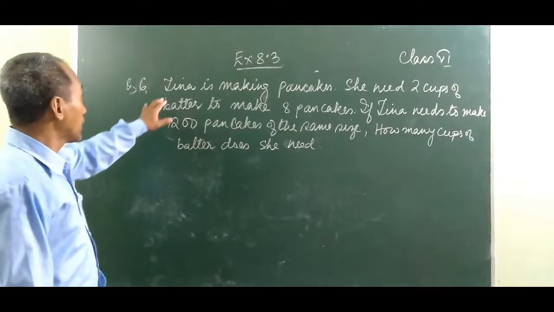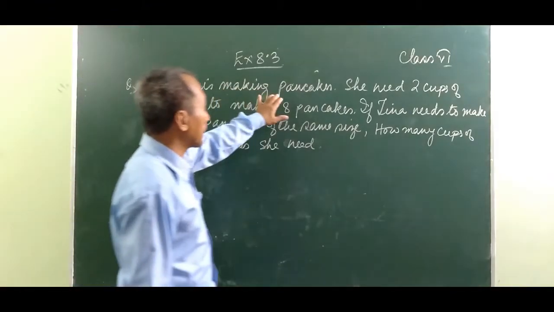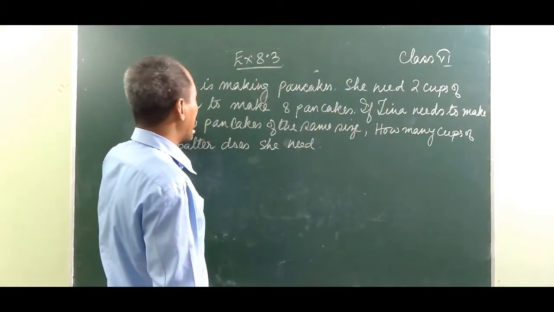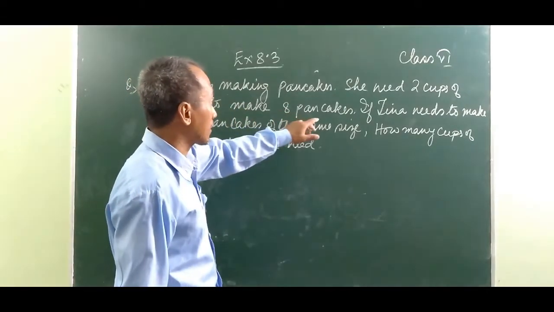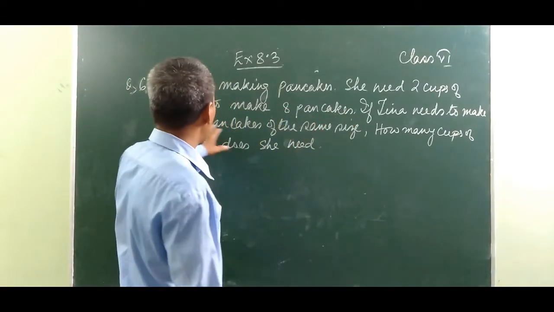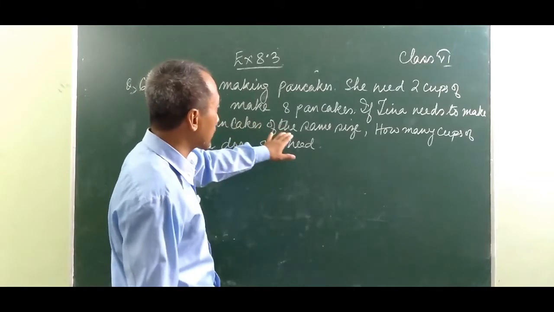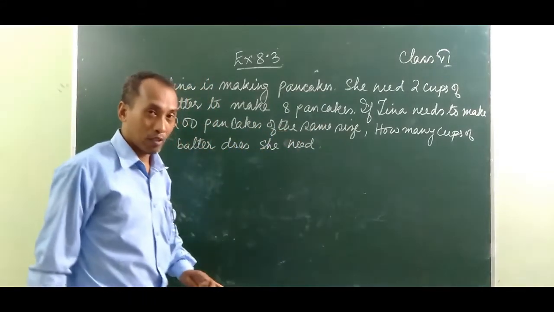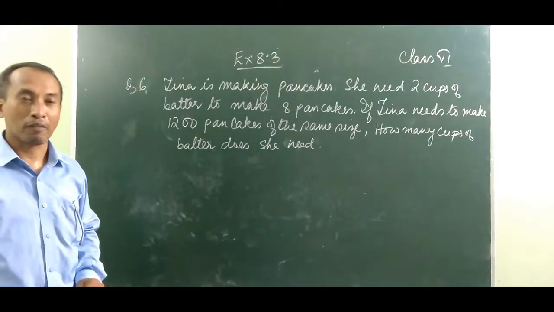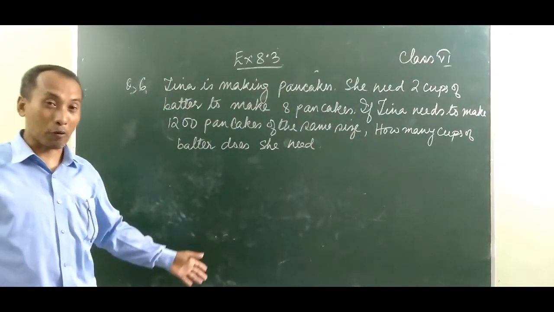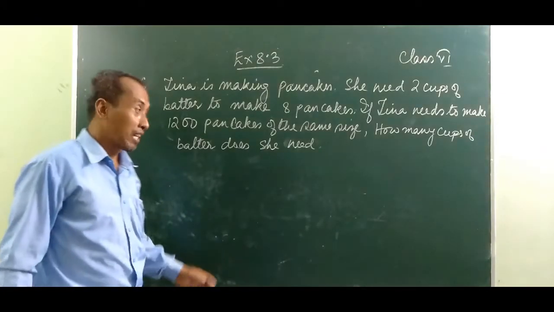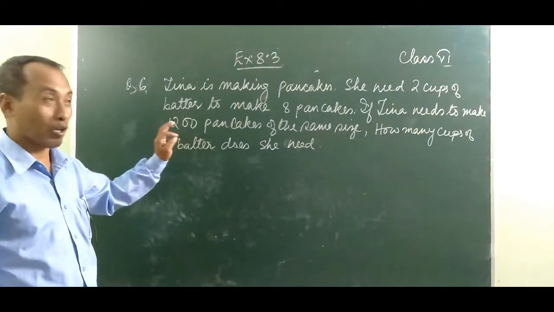So here Tina is making pancakes. She needs 2 cups of batter to make 8 pancakes. So if Tina needs to make 1200 pancakes of the same size, how many cups of batter does she need? We always find it very difficult to read long questions, but it is very easy to solve them. I'll teach you how to solve this one.